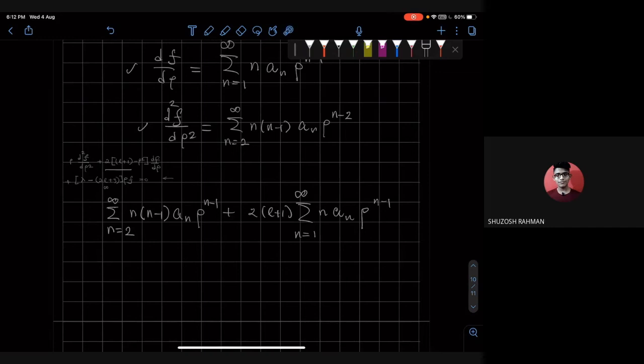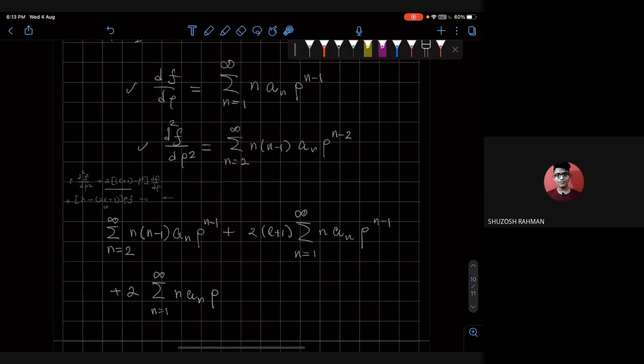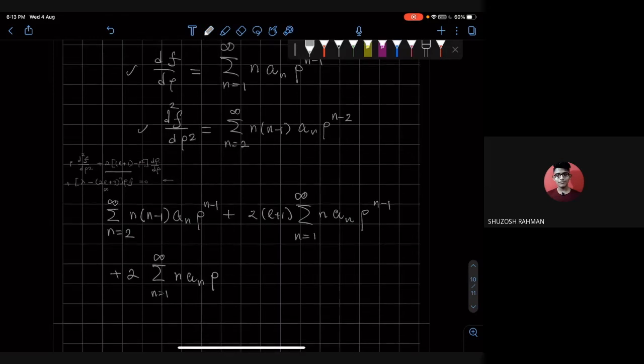So this is going to be the first term, and then we have to do this term. In this term the coefficient is plus 2, and again the sum is from 1 to infinity. We have n times a_n rho to the power... what should be the exponent here? This was n minus 1, but it's multiplied by rho squared, so it should be n plus 1.